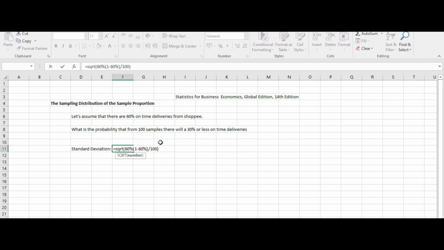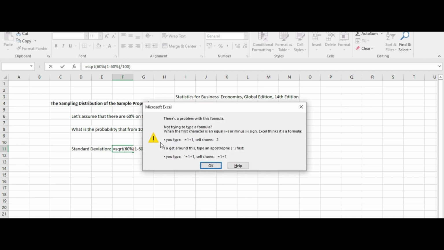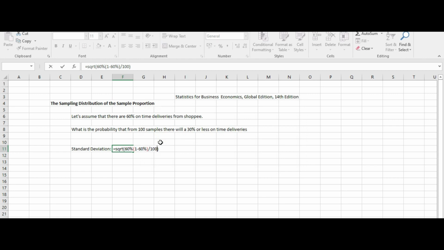There must be something wrong with it. It's not functioning well. Let's check. I forgot to put some multiplication here. So we now have a standard deviation of 0.04899.